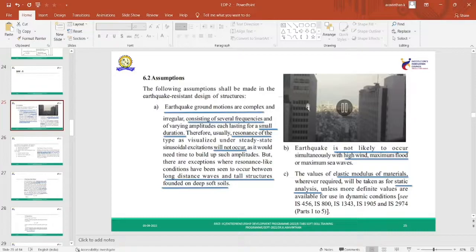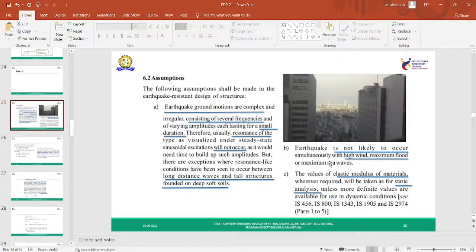You can see the deflection here. These are all tall structures, and due to the long distance waves, the structure seems to be wobbling here and there. This is called drift. Technically, it is called a drift.